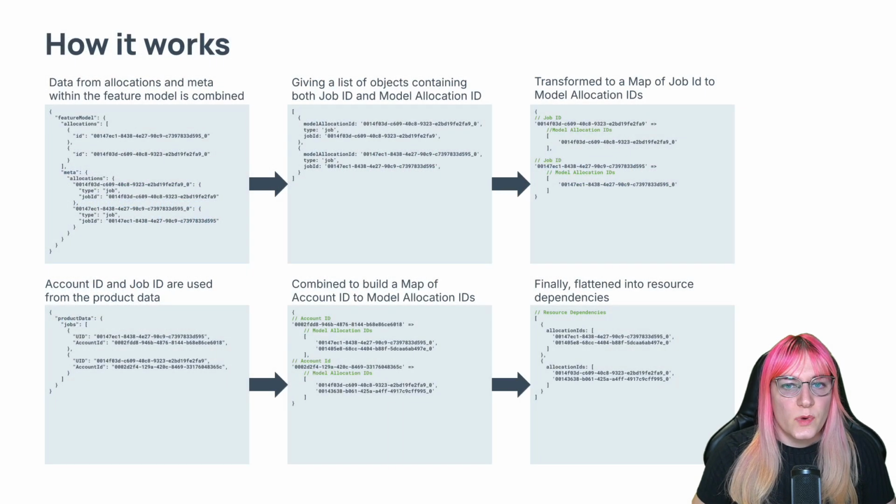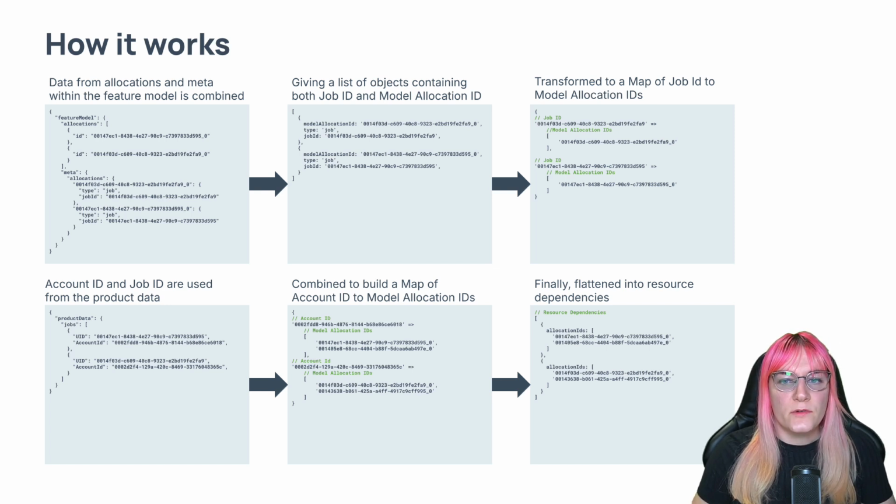In our scenario, we want to go beyond this to group our jobs by account and then create a list of resource dependencies to represent these. This means that, at the end, we'll have one resource dependency per account, each with a number of allocations, representing the number of jobs passed to the optimization engine.